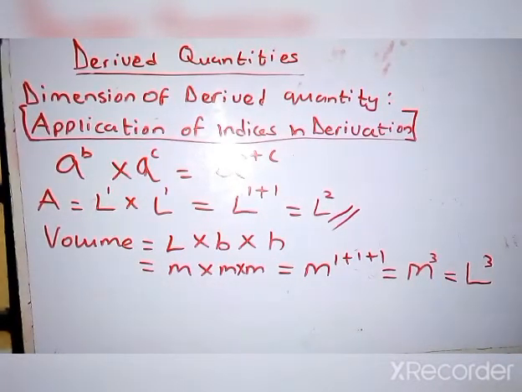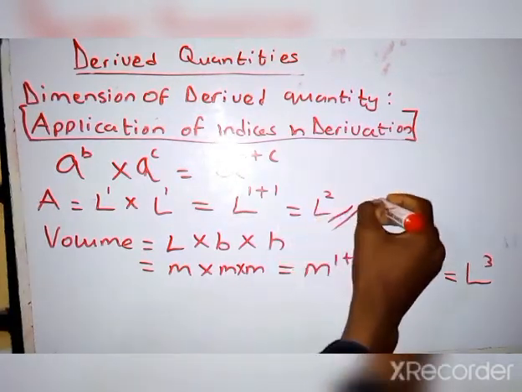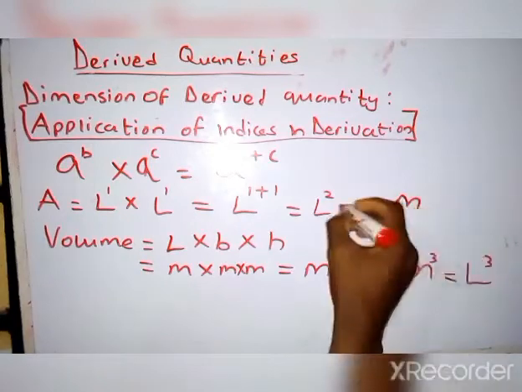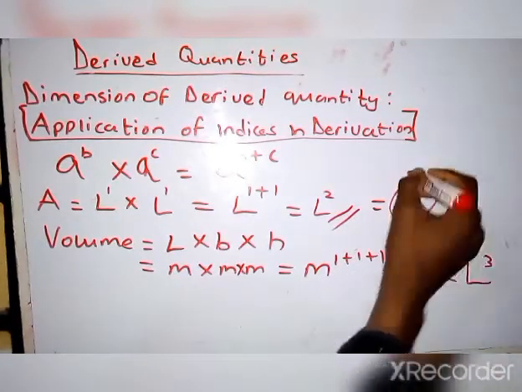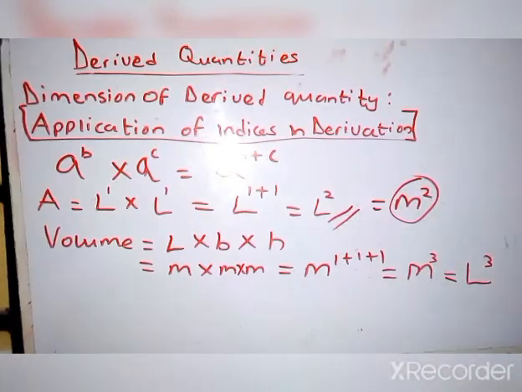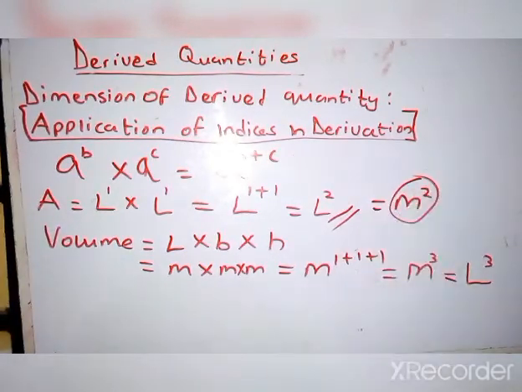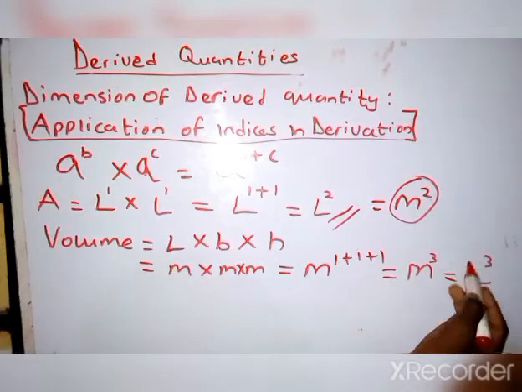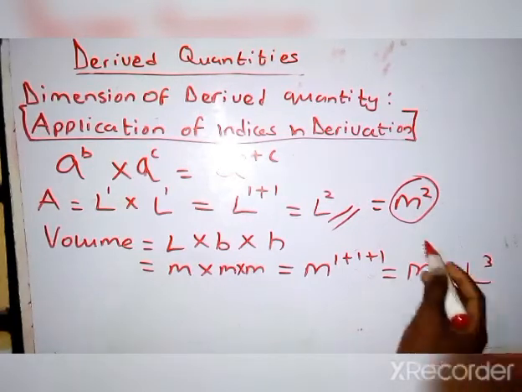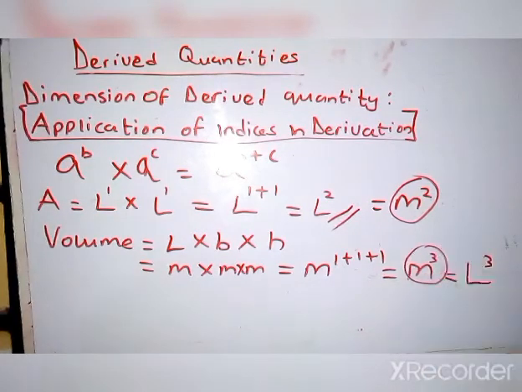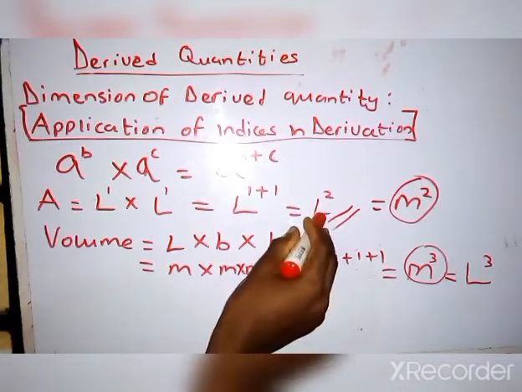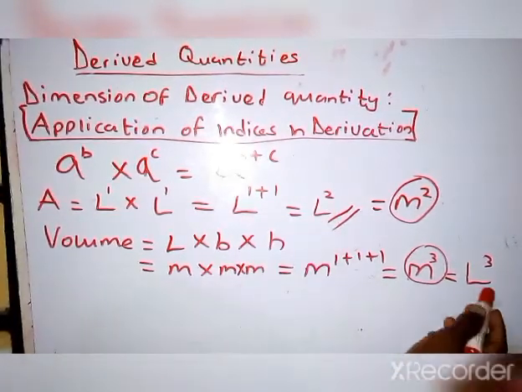For area, we have length. The unit of length is meter, so we have meter square. When we have to calculate anything that has area, the unit will be meter square, and for volume it will be meter cube. That is the unit of volume. But the dimension of area is this and the dimension for volume is this.